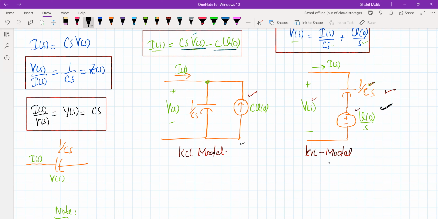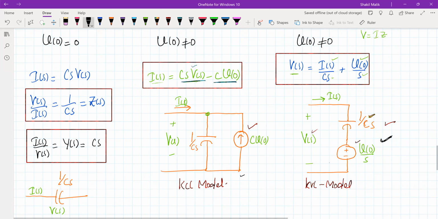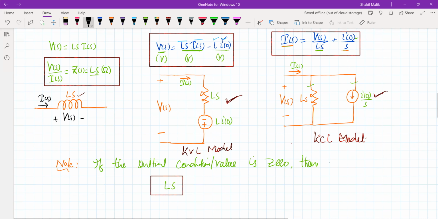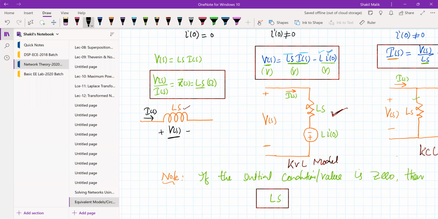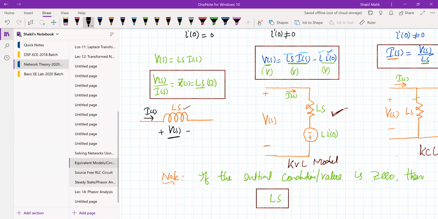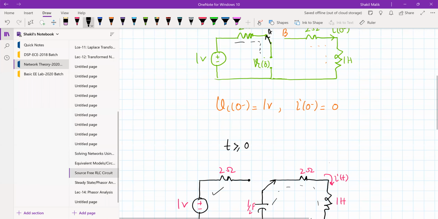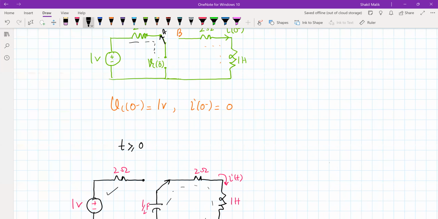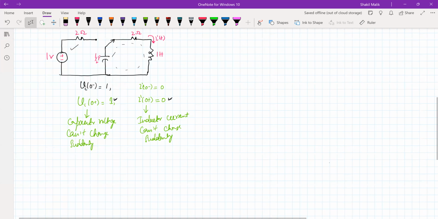So what will replace the capacitor with? 1 by Cs plus V naught of 0 divided by S. What is V naught of 0? 1 volt. Same way, if the initial value of the inductor is 0, so we'll replace simply the inductor by Ls, right? We have studied this in the previous class. So let me draw the equivalent model of this circuit in the Laplace transform domain.